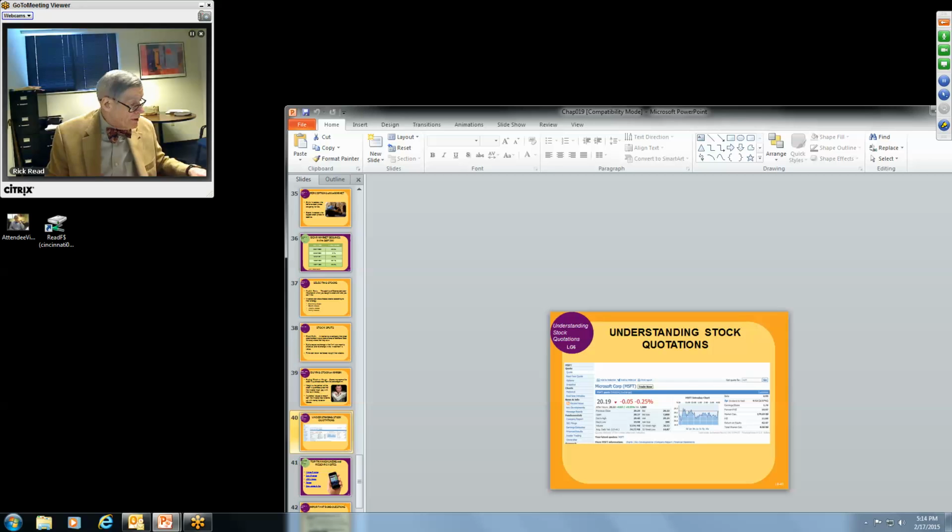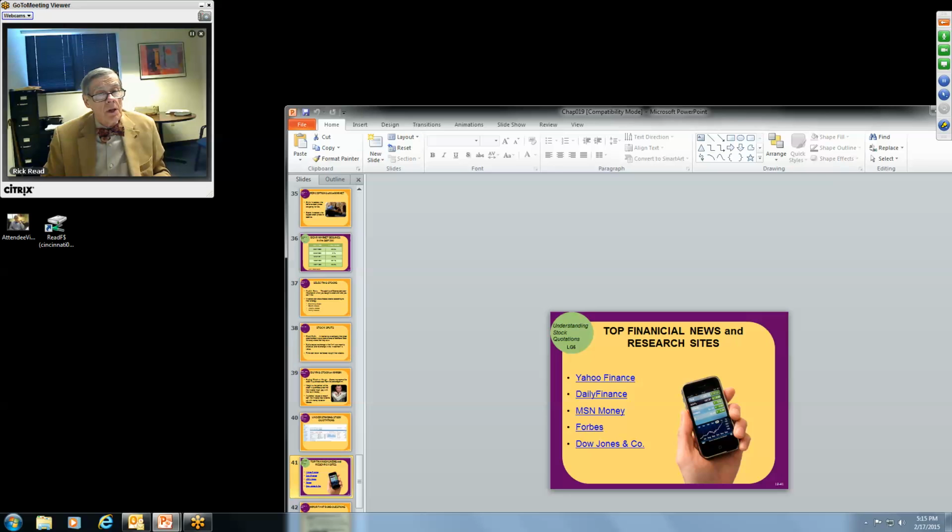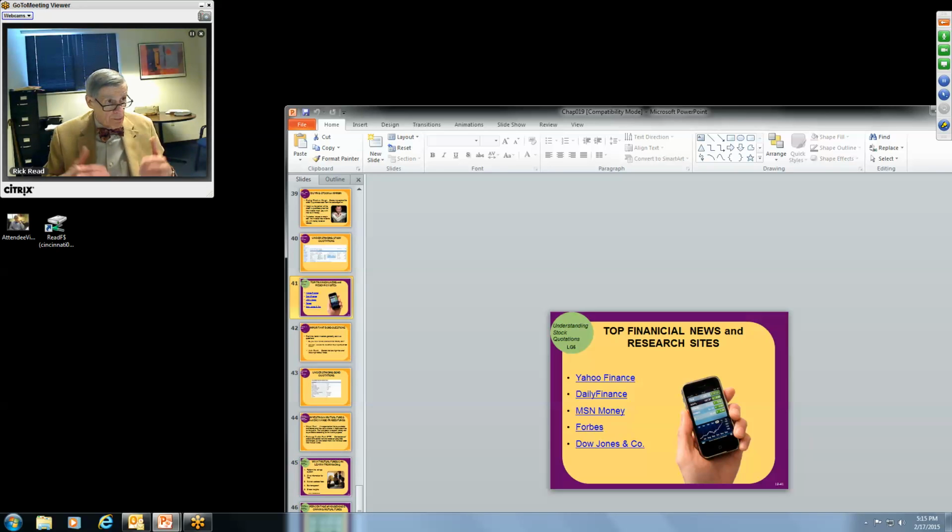This is understanding stock quotations. The slide does not show up very well. You can see this at the bottom of page 537, figure 19.4. This is Microsoft Corporation, and it talks about what the cost is and what it did the day before, et cetera. I'm not going to go through that, but it's something to look for. It gives you some kind of an idea of where you are and gives you some kind of a track record of what the stock has done.